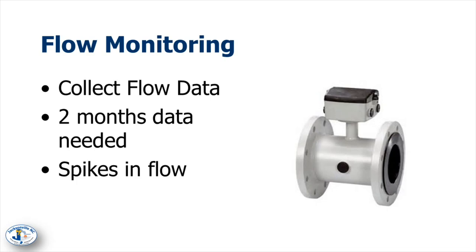What's the cost of something like one of those? A mag meter itself is anywhere from 15 to 25,000, depending on the size of the meter. And then there's installation, and maintenance. The portable meters are much less.